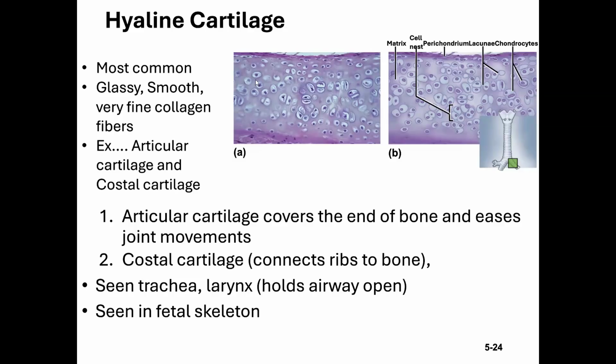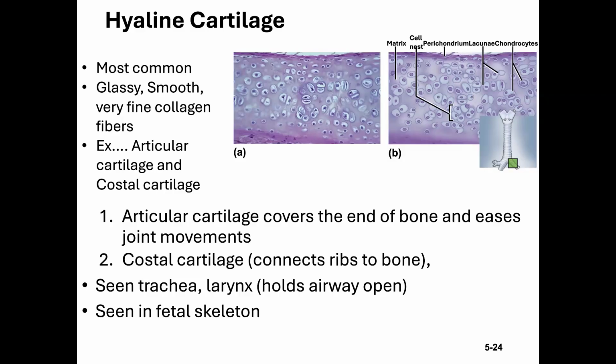Examples of hyaline cartilage is articular cartilage. What do you mean by articular cartilage? That's cartilage you see in joints on the ends of long bones. So you have the femur here. Femur has got a head, and on the head there's a layer of cartilage, at the end of long bones. And then you have costal cartilage. What is a costal cartilage?